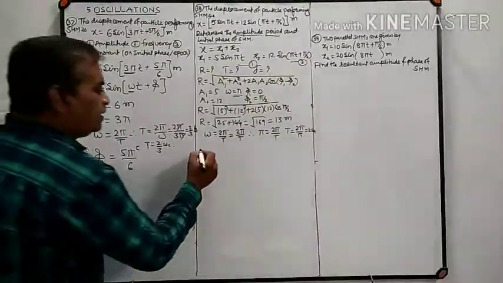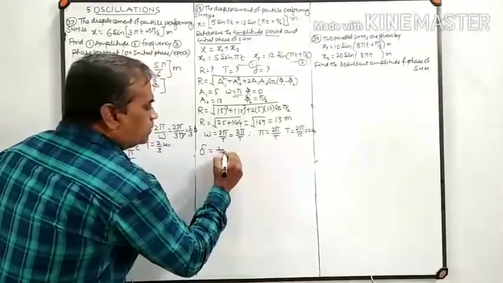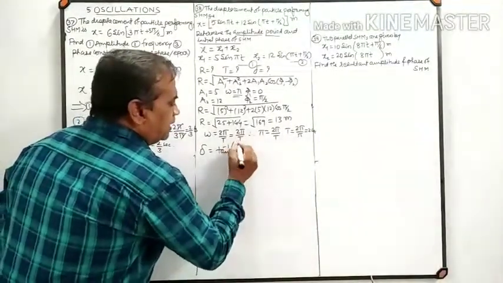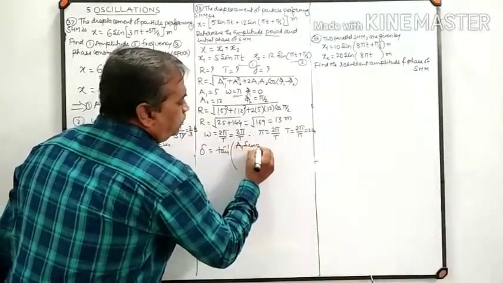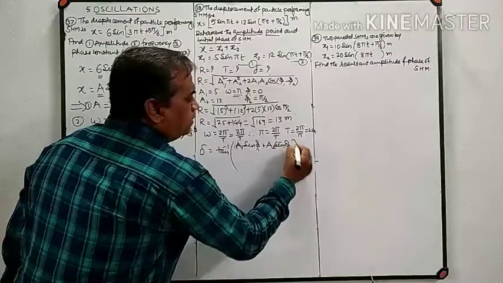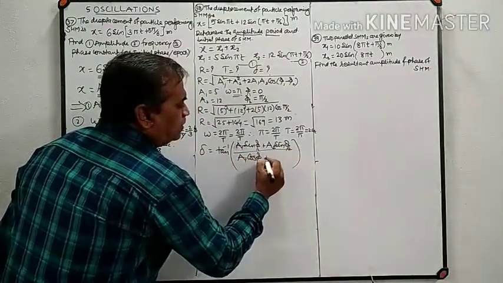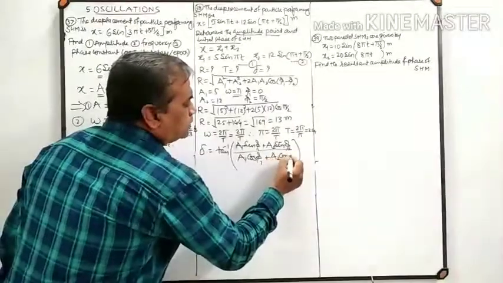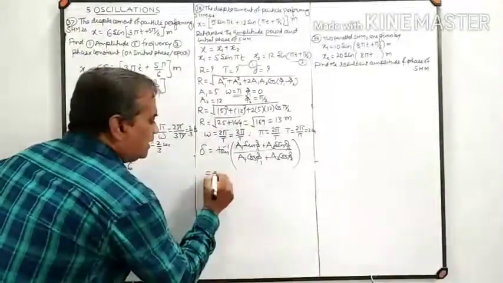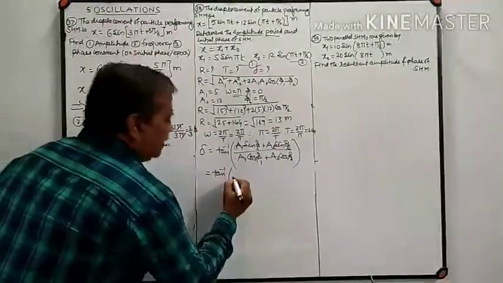And the last one, the initial phase of resultant SHM. δ = tan⁻¹ of (a1 sin φ1 + a2 sin φ2) upon (a1 cos φ1 + a2 cos φ2). Now you know the values of φ1, φ2, a1, a2. So δ is equal to tan inverse of, a1 is what?